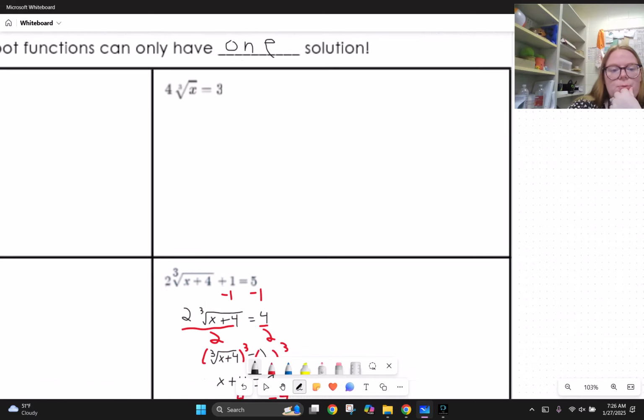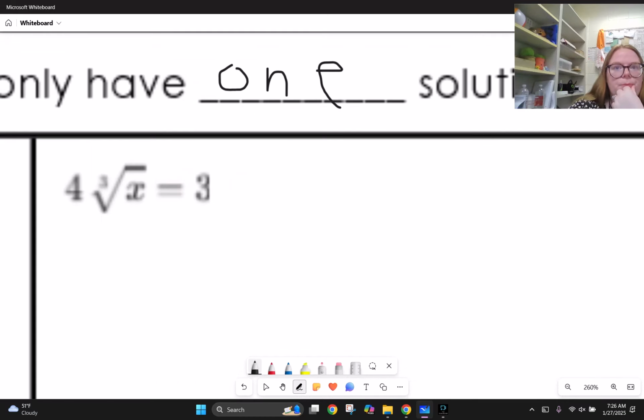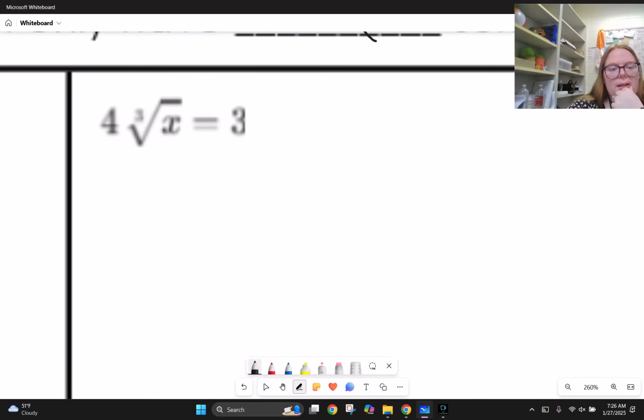Let's go ahead and look at this one that I told you to do. So again, first step is to isolate that radical, and I know it's a little blurry, but that is a 3 right there, so this is a cube root that we're working with. To isolate the radical over here, I'm going to need to divide by 4. This is 4 times that cube root, and the opposite of multiply is, of course, divide.